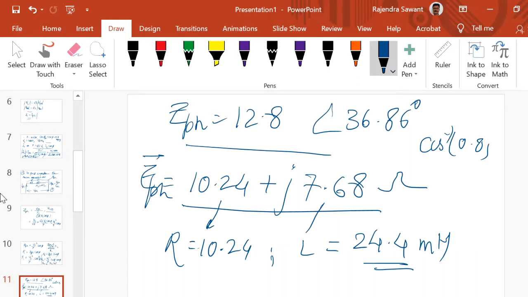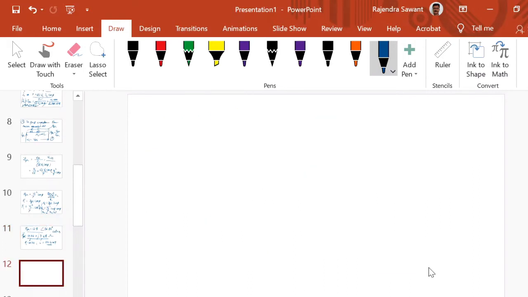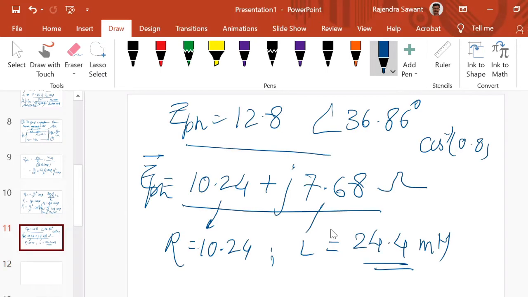Now how do we verify this by SQL? After knowing these values, in the SQL simulation we shall take the source, and we shall take the load as a star connected load. We'll substitute these values there, and we'll verify whether the active power consumed in the load is 10 kilowatt or not.